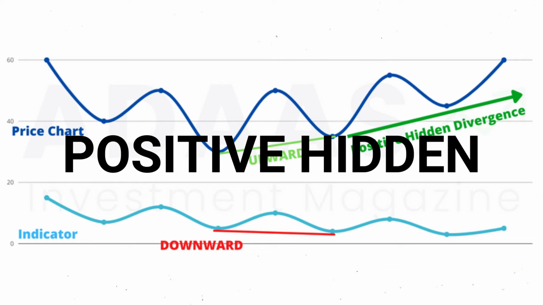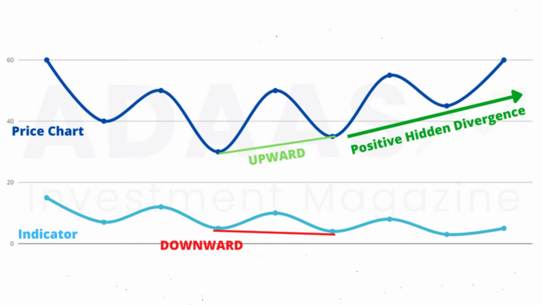Positive hidden divergence. In an upward price trend, the indicator used changes to a downtrend. But this occurs when the price trend forms a new price valley higher than the previous price valley. In this case, the possibility of continuing the upward price trend increases, and it is also used to detect the formation of an upward price channel pattern.